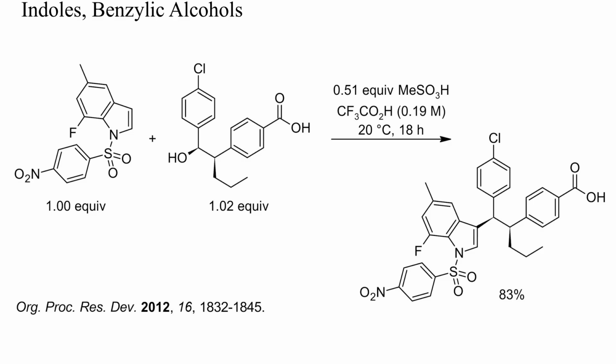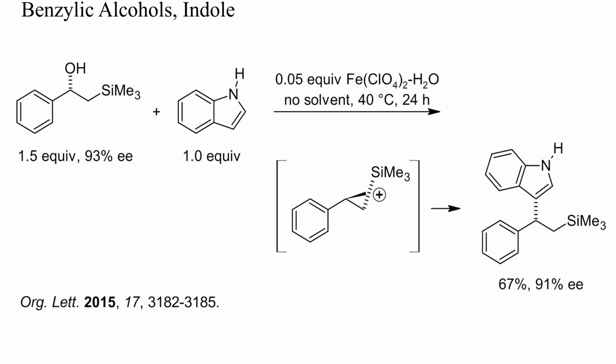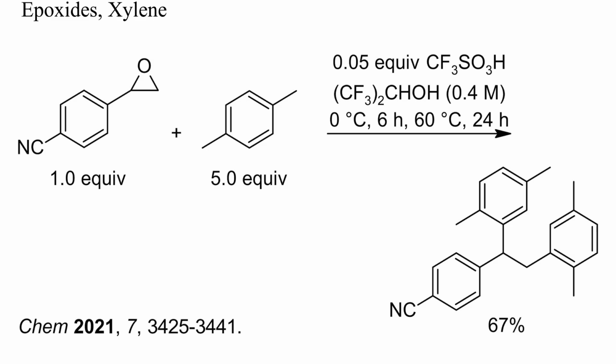Also, in this example, an acid-mediated benzylation proceeded with high stereoselectivity. The reaction was conducted in trifluoroacetic acid with half an equivalent of methane sulfonic acid. Here, an enantiomerically enriched benzylic alcohol alkylated indole with retention of configuration. The intermediate carbocation was therefore not planar, but configurationally stabilized by the silicon-carbon bond. The epoxides prepared from styrenes can react with electron-rich arenes twice and yield triaryl ethanes, as in this example. Here, again, acid catalysis was used.